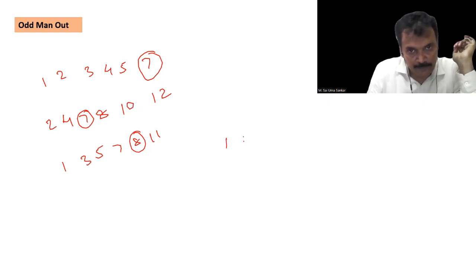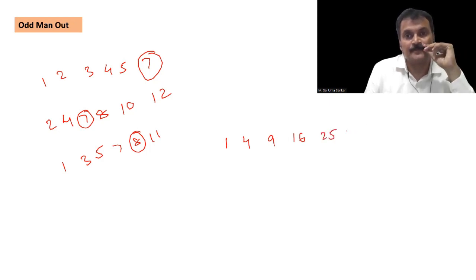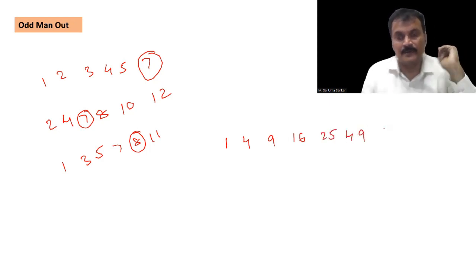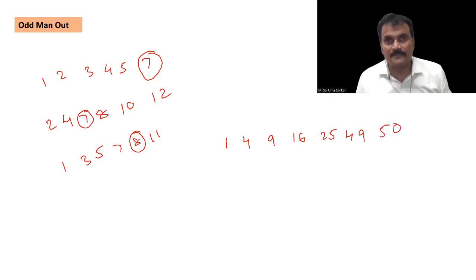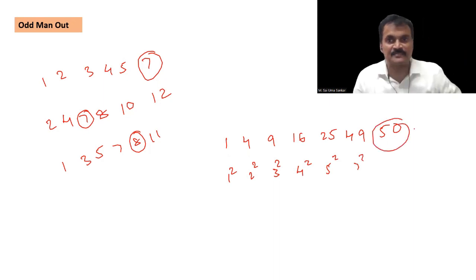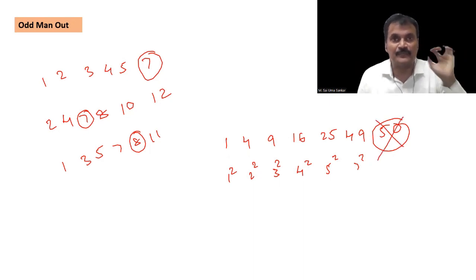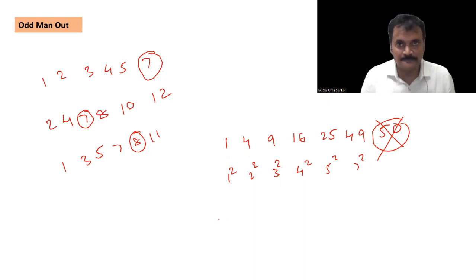Suppose 1, 4, 9, 16, next 25, next 49, and next 50. What is the answer? Here, this is 1 square, this is 2 square, this is 3 square, this is 4 square, this is 5 square, and this is 7 square. What about 50? All the numbers are perfect squares except 50. So what is the wrong number in the series? So 50 is the wrong number in the series.